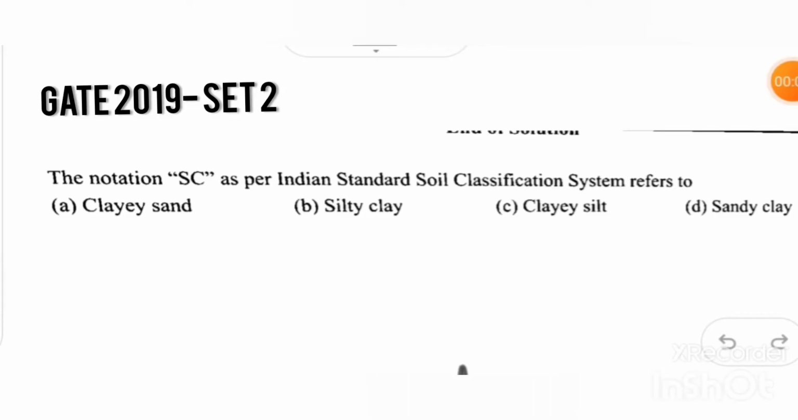Let's get into the video. The notation SC as per Indian Standard Soil Classification System refers to?